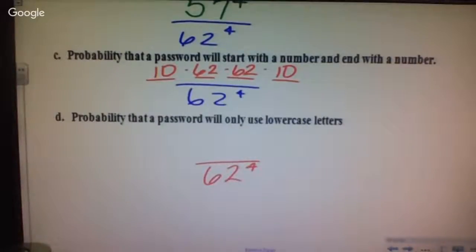Now I want my password to use only lowercase letters. So that has restricted me down to how many options? 26. 26 options in each slot. So 26 to the 4th.